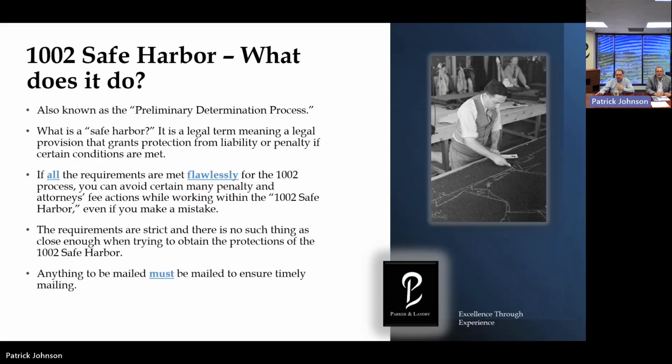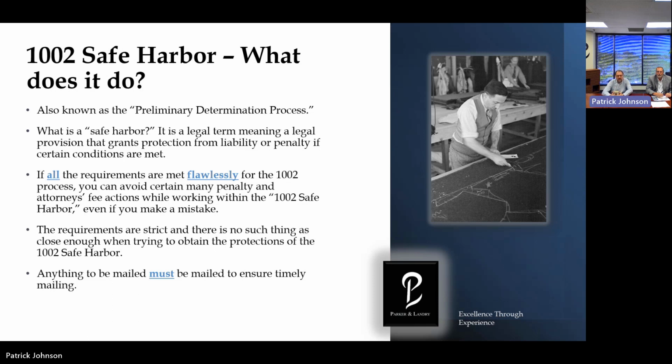So let's begin. So what is the safe harbor process? It goes by a couple of names: the safe harbor process, the 1002 process, the PD process, the preliminary determination process. It is essentially the same thing. But we're attorneys, so we have to seem clever, so we have to have multiple names for everything. But it's generally called the 1002 process or the 1002 safe harbor.